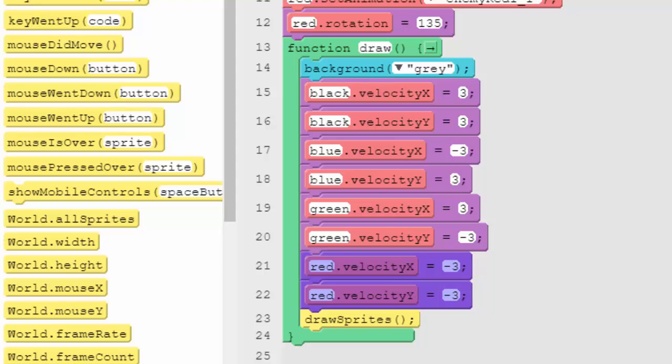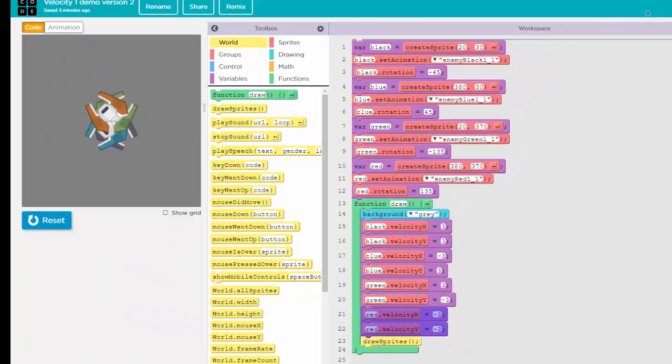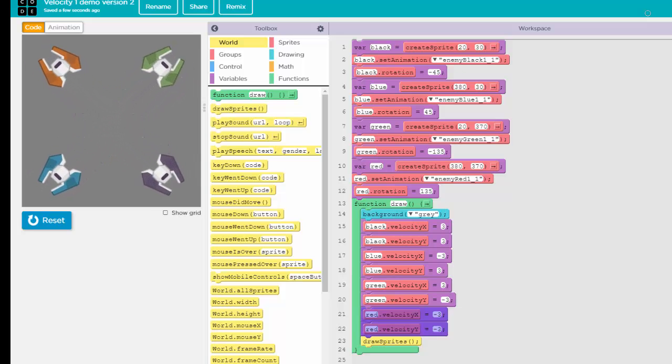So if I run it a couple more times here, you'll see I get diagonal. And I plotted them back here at the very beginning. I plotted them in the corners so that they could go diagonally from corner to corner. That's what I wanted them to do.